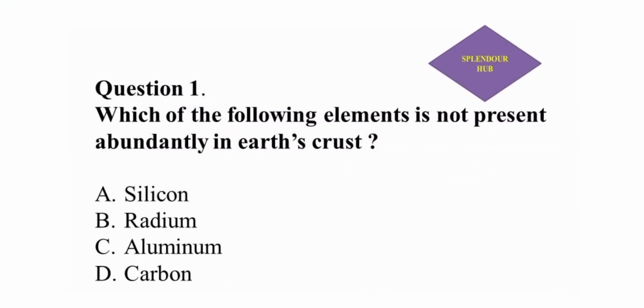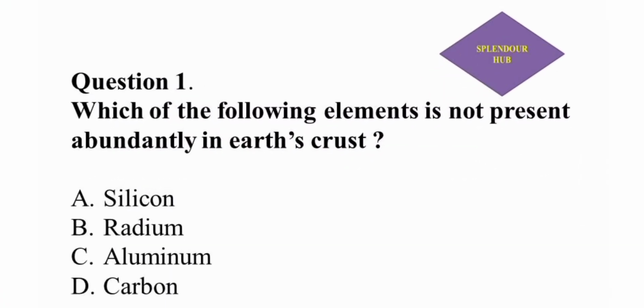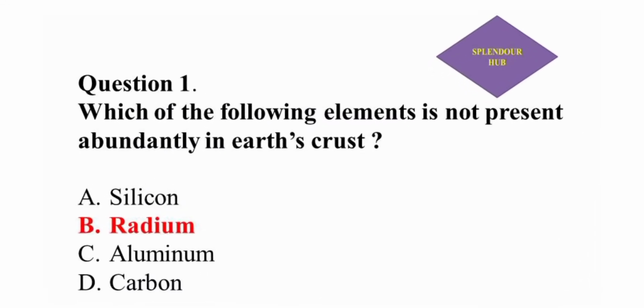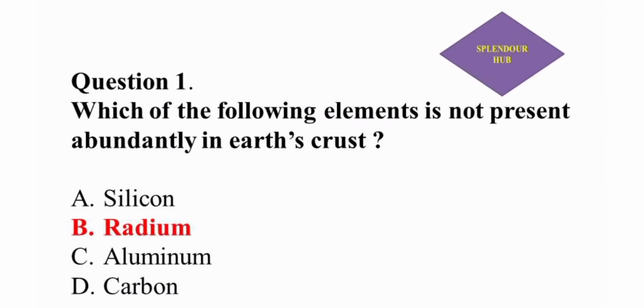Question number 1. Which of the following elements is not present abundantly in Earth's crust? Option A silicon, B radium, C aluminium, D carbon. Answer: the element not present abundantly in Earth's crust is radium.